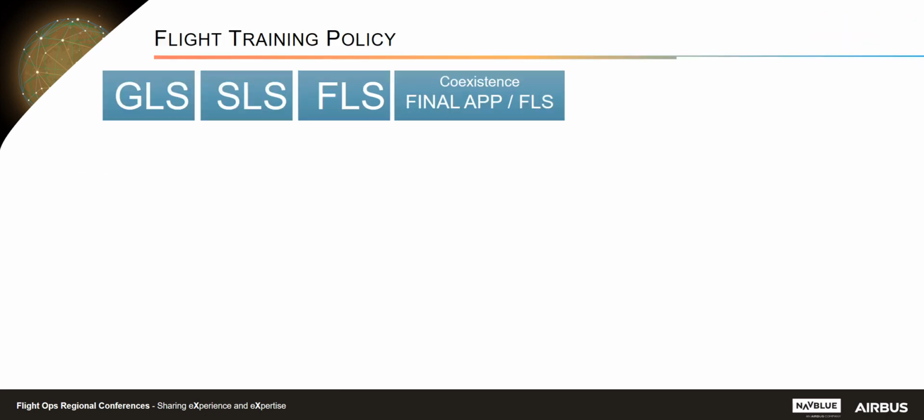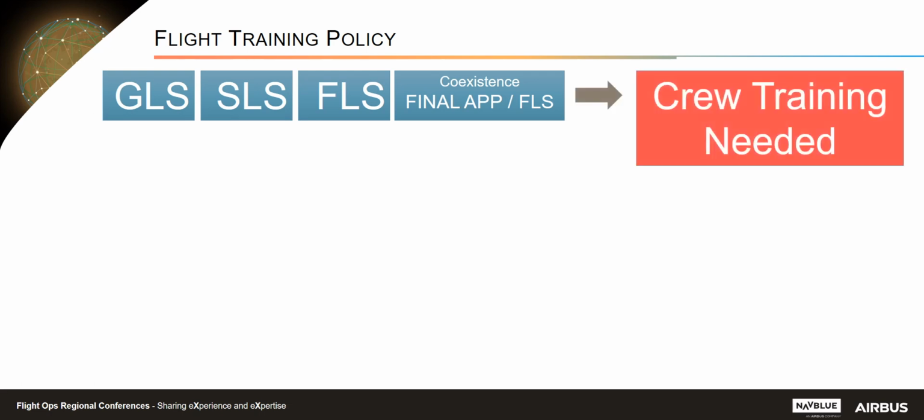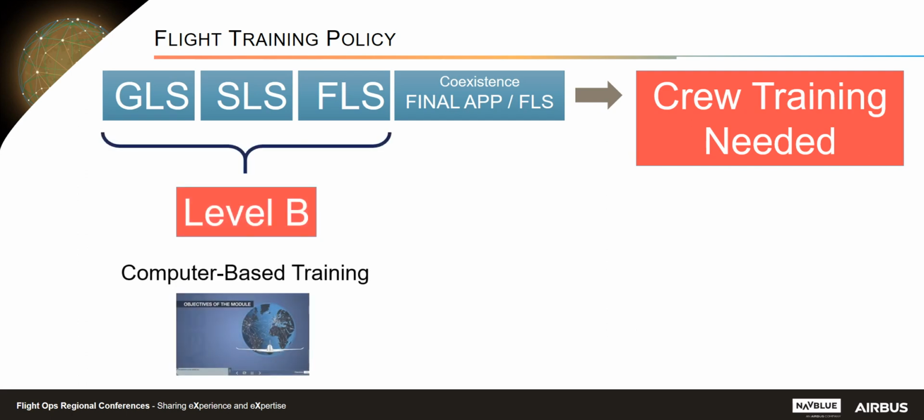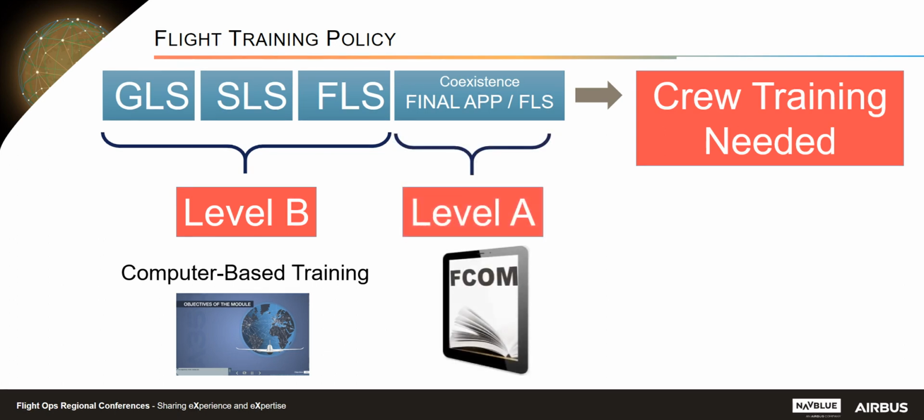Now, let's talk about the training policy, because all these functions need crew training. GLS, SLS, and FLS are derived from ILS, and we push for commonality between all XLS modes to be ILS lookalike. As the handling behavior and SOPs are the same, there is no need for a full flight simulator, so a level B training, a computer-based training, is sufficient. For the coexistence, you only need to understand the difference between both guidance modes. The FCOM description is sufficient, as selection is made automatically.